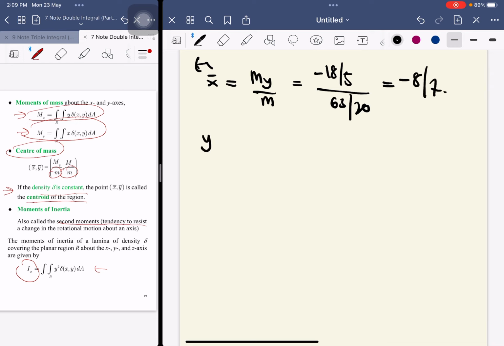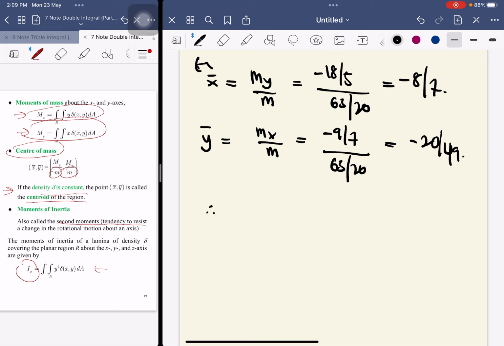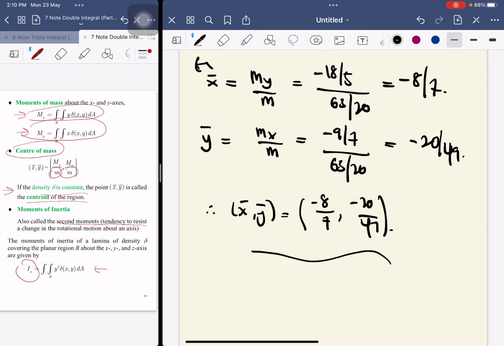The next one, y bar, is equal to Mx over total mass. Over here we're going to get -9/7 divided by the total mass, which is 63/20, giving -20/49. So the final answer, the center of mass that we are looking for, is equal to (-8/7, -20/49). It's supposed to be written in coordinate form because we are talking about center of the mass, right?